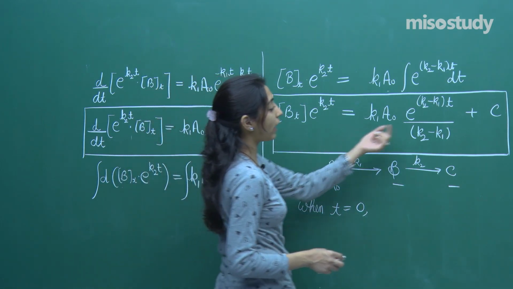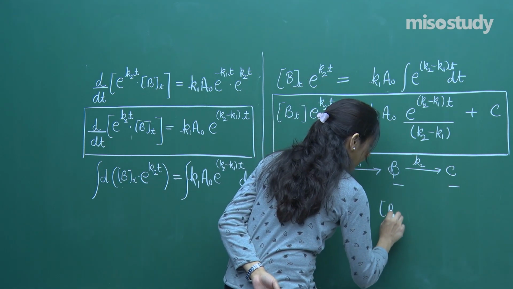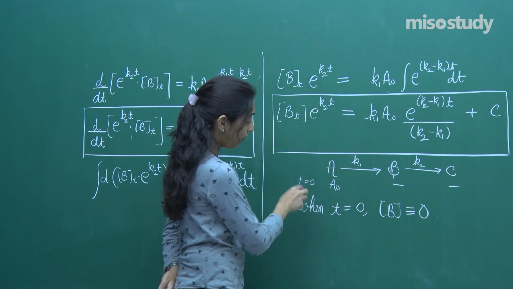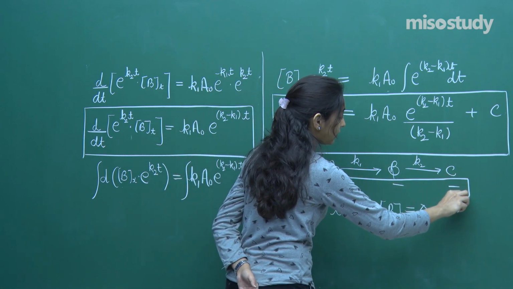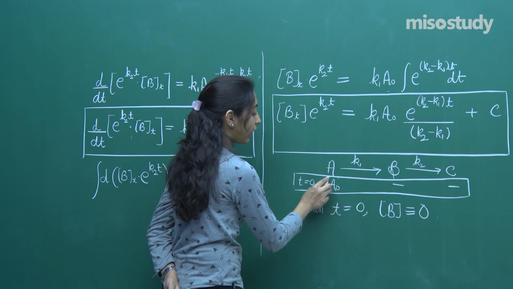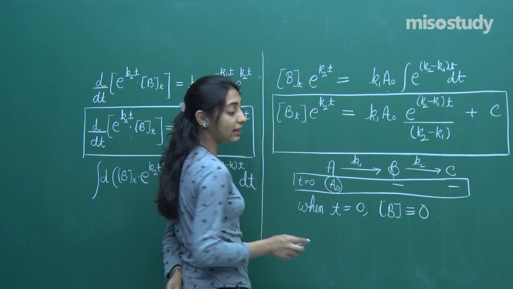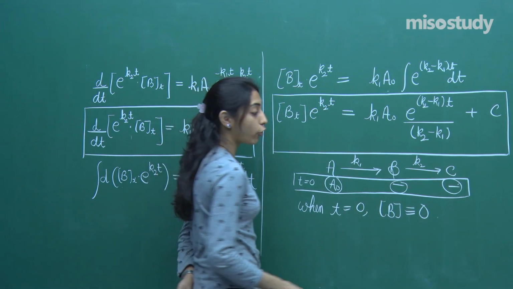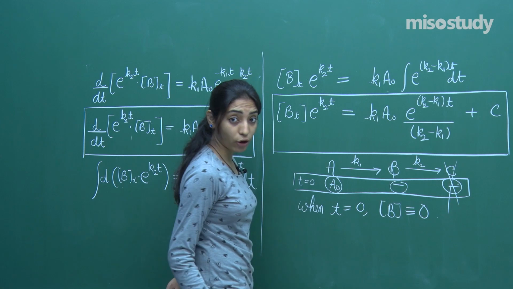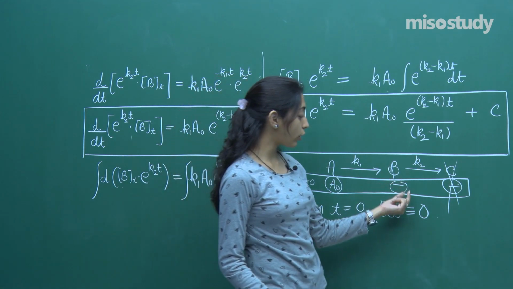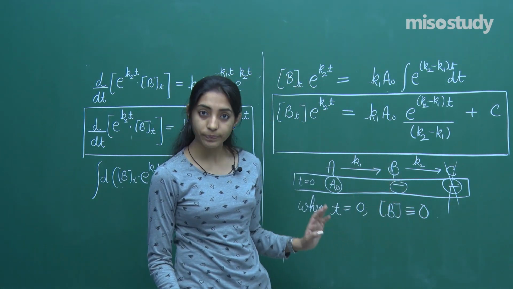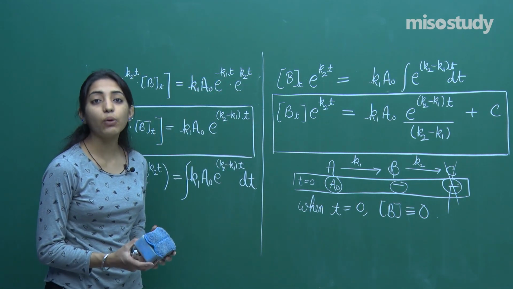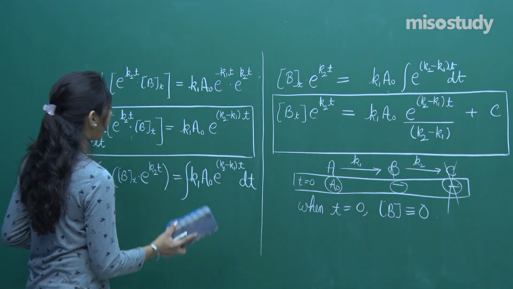Okay. When you are talking about time t is equal to 0, you can say that the concentration of B will be 0, because as you can see here, when time t is equal to 0, concentration of A is A naught, whereas concentration of B is 0 and concentration of C is also 0. But concentration of C right now we are not concerned at all. So we will say when time t is equal to 0, the concentration of B will also be 0. Okay. So if the concentration of B is 0, how will I be proceeding further?